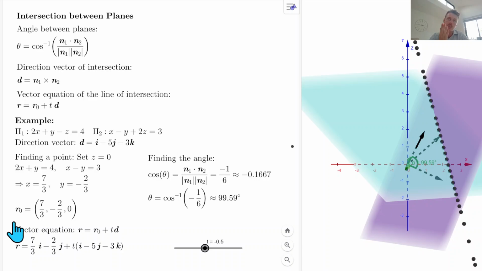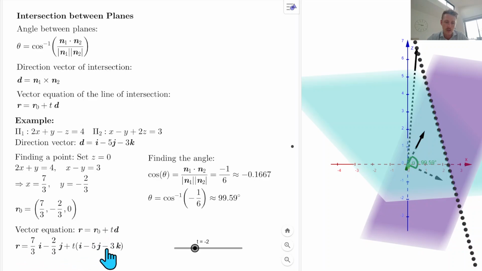the line of intersection between the two planes, which we can define as a vector equation, which is what we have going on here. That's why this vector is tracing out the line that represents the intersection between the two planes. And so we get that the vector equation equals, as we said here, r naught plus t multiplied by d.